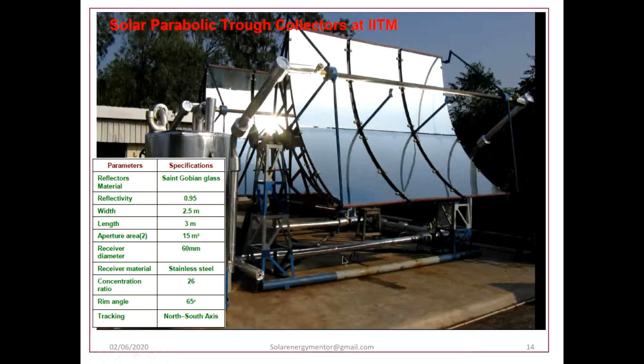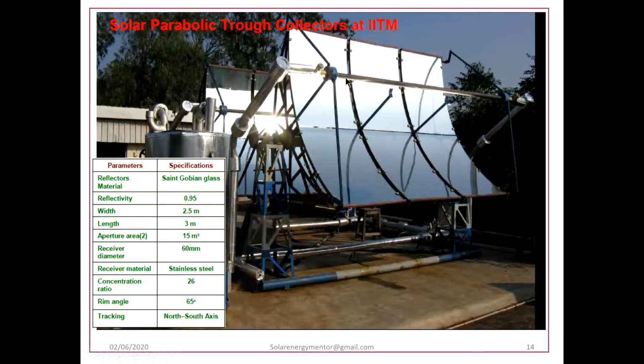This is one example of a parabolic trough mirror collector, built for experimental purposes at IIT Madras. The reflector material is Saint-Gobain glass converted into mirror. The reflectivity of this mirror is 0.95. The width is 2.5 meters and the length is 3 meters. Two such modules are there, so the total area is 15 meters square.